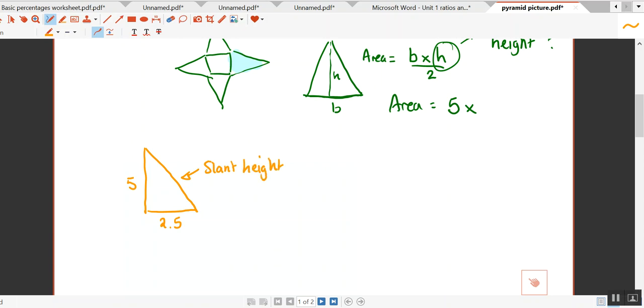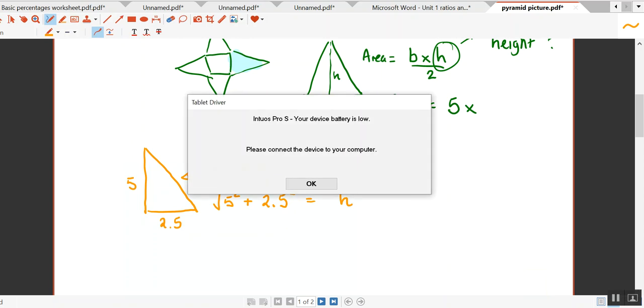So how do we do that? We do 5 squared plus 2.5 squared, square root that, and we'll get our slant height.